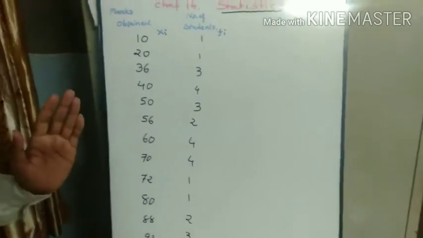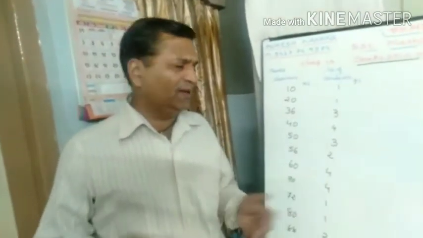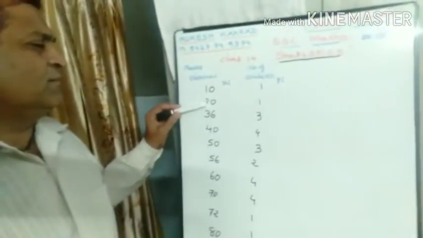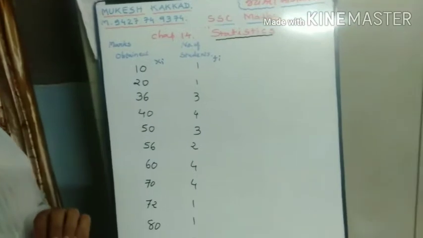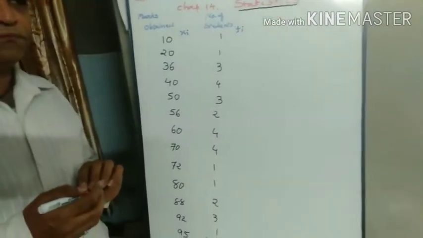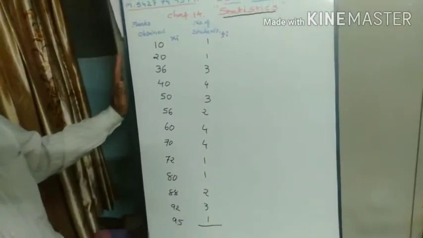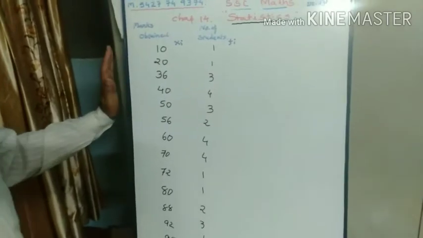You will be wondered. You will have a question: why directly 36 after 20? Why 56? Because it is the given data by the textbook. We are assuming that no one has got between 21 to 35. These are the marks that the students have got. We have not to change anything in the data.